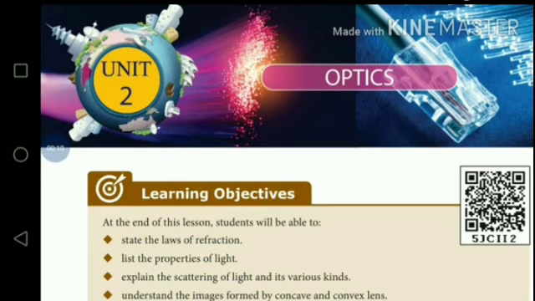Today we are going to learn about optics, unit 2. At the end of the lesson, students will be able to state the laws of refraction, list the properties of light, explain the scattering of light and its various kinds, and understand the image formed by concave and convex mirrors.